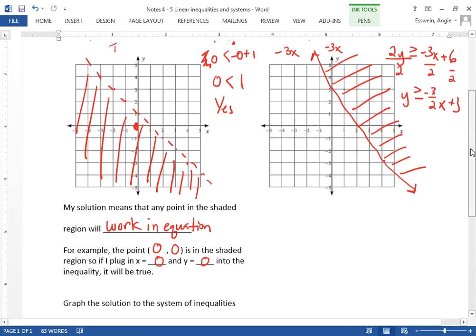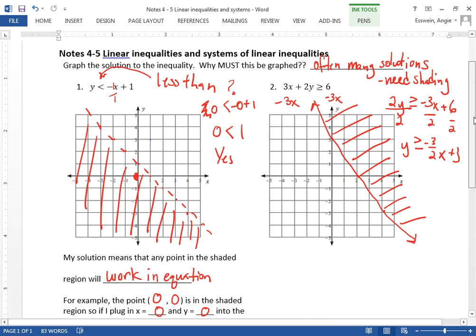Yeah, Selena? Under? Yes. Because let's say I tried 0, 1 into this inequality, I would go 1 less than -0 plus 1. See how 1 is not less than 1 and it's false? So if I try to plug in any point on the dotted line, I'll get a false answer. Great question. And your solution has to be everything that works.